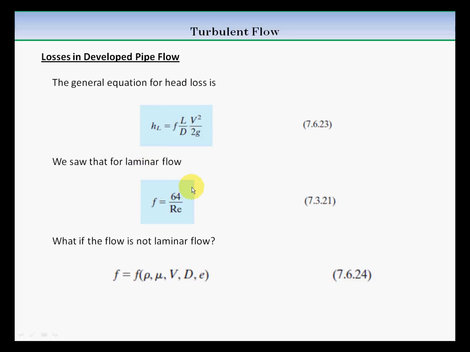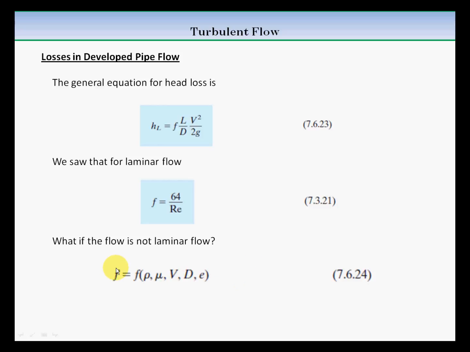Now, in case of laminar flow, we found out that the friction factor is 64 divided by Reynolds number. So what is the friction factor for turbulent flow? Turns out it's actually a pretty complex relationship. It's not even a relationship that can be described with a single equation.